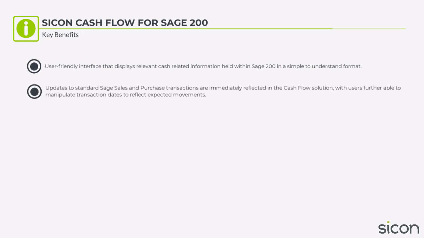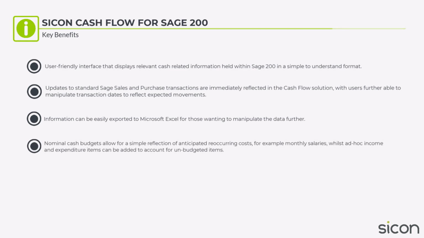Updates to standard Sage sales and purchase transactions are immediately reflected in the Cashflow solution, with users further able to manipulate transaction dates to reflect expected movements. Information can be easily exported to Microsoft Excel for those wanting to manipulate the data further. Nominal cash budgets allow for a simple reflection of anticipated recurring costs, for example, monthly salaries, whilst ad hoc income and expenditure items can be added to accounts for unbudgeted items.